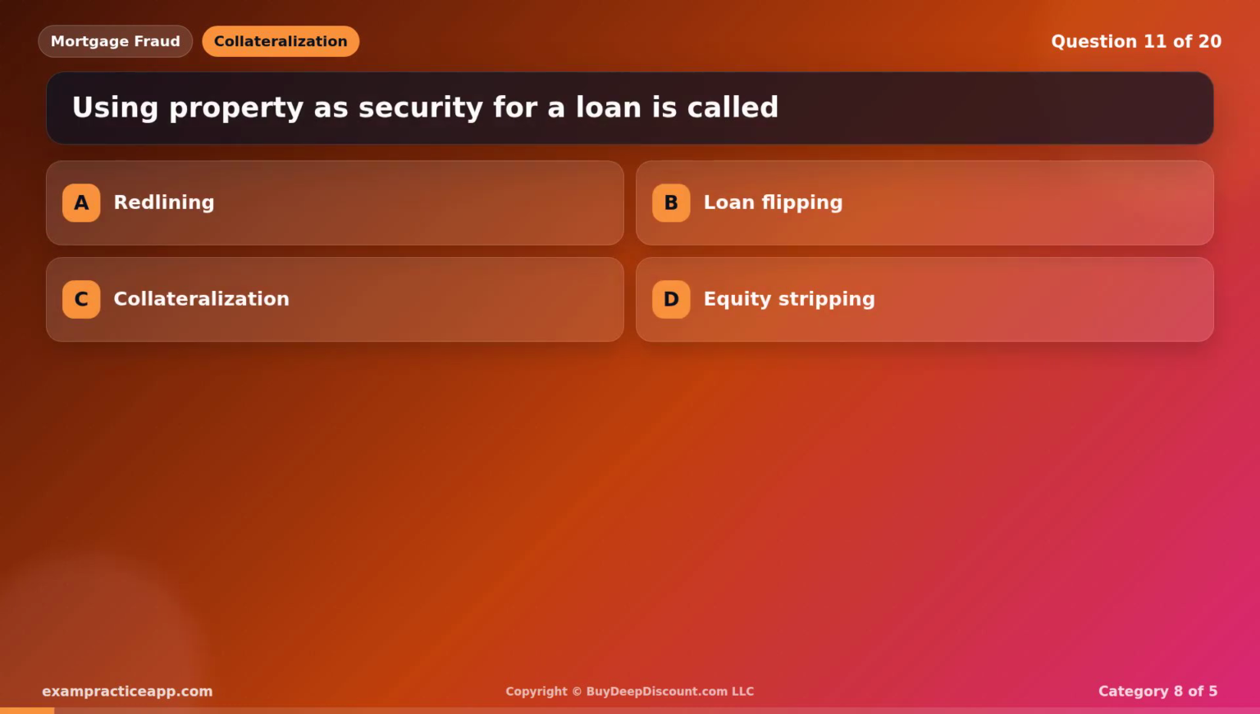Question 11. Using property as security for a loan is called option A, redlining, option B, loan flipping, option C, collateralization, option D, equity stripping. Take a moment to choose your answer. The correct answer is option C, collateralization. Explanation. Collateralization means securing a loan with property.